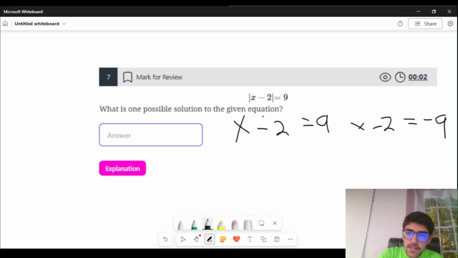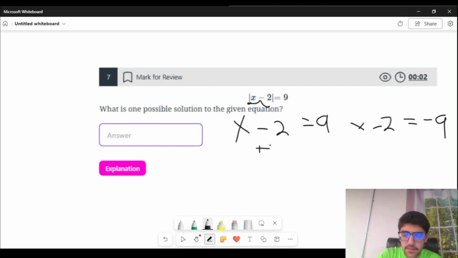So let's say we want the absolute value of x minus 2 to equal 9. If we set the inside equal to 9, the absolute value of 9 gives you 9. But if we set the inside equal to negative 9, you take the absolute value, you also get 9. So they both work. Then you just solve for each.